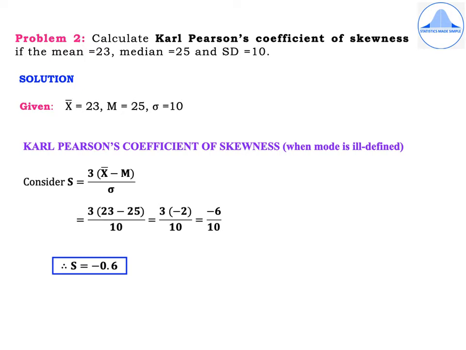Even this problem is a 2-marker and the conclusion is not required, but the distribution will be negatively skewed because we have got a negative value for skewness.